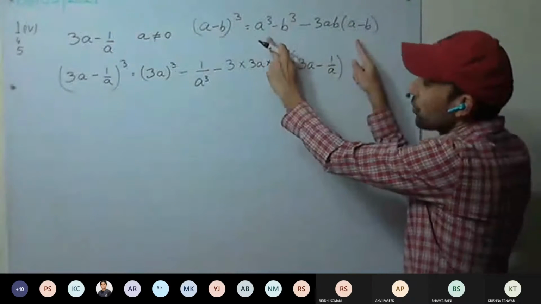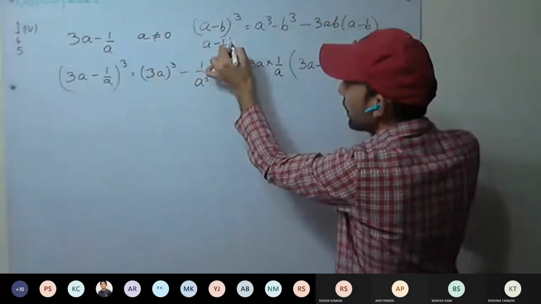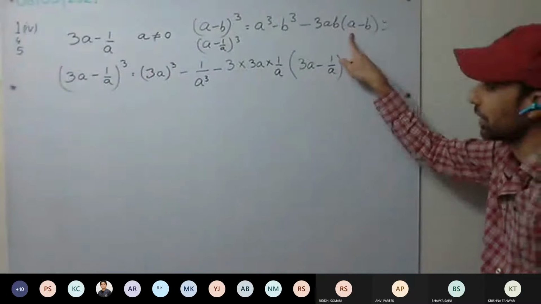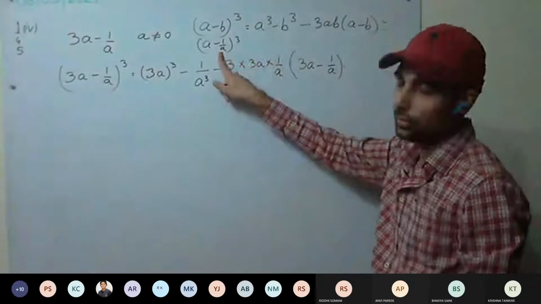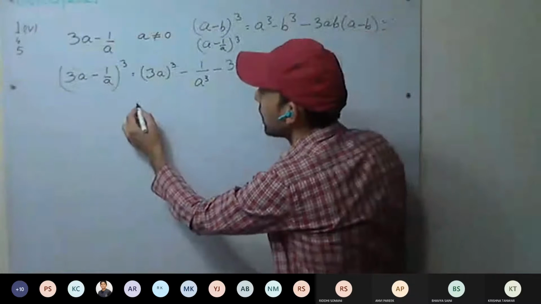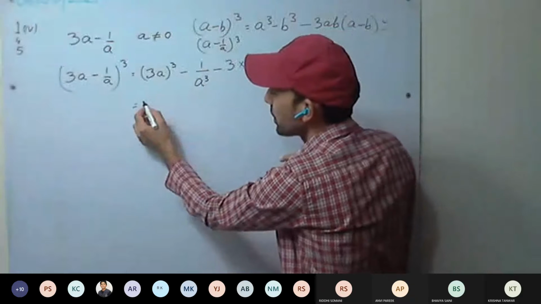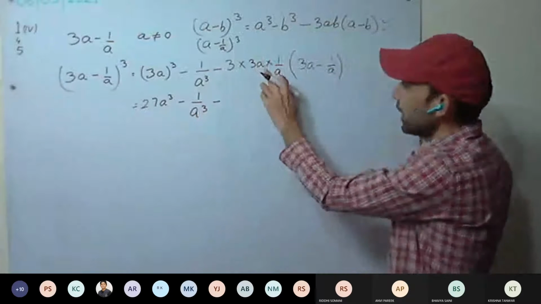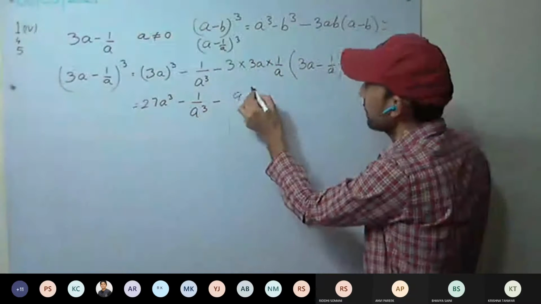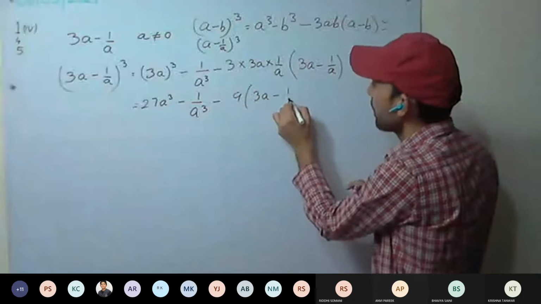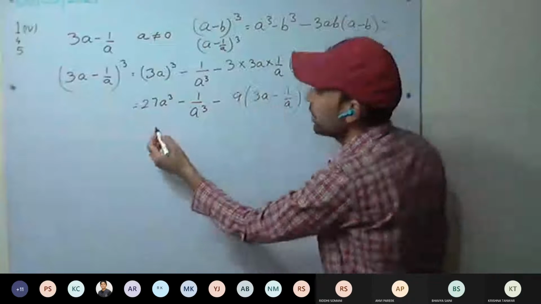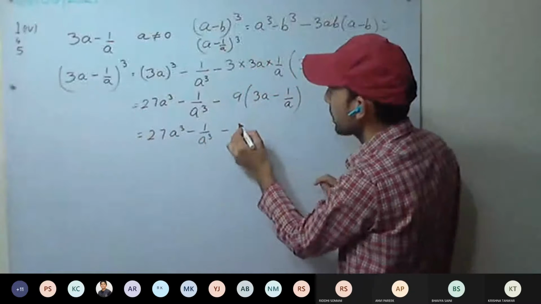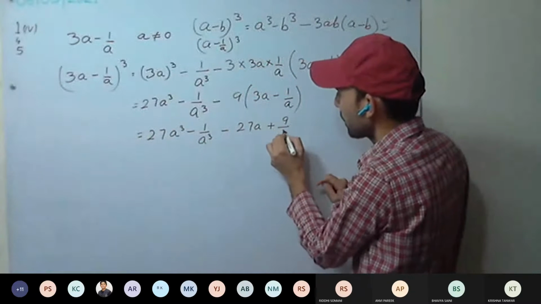So this is the most basic. From this we can derive a minus 1 upon a whole cube. So we must remember this identity. From this only this one is derived. This is clear. Now 3 cube how much? 1 upon a gets cancelled, 9, 3a minus 1 upon a. Further we can open the bracket: 27a cube minus 1 upon a cube minus 27a plus 9 upon a.